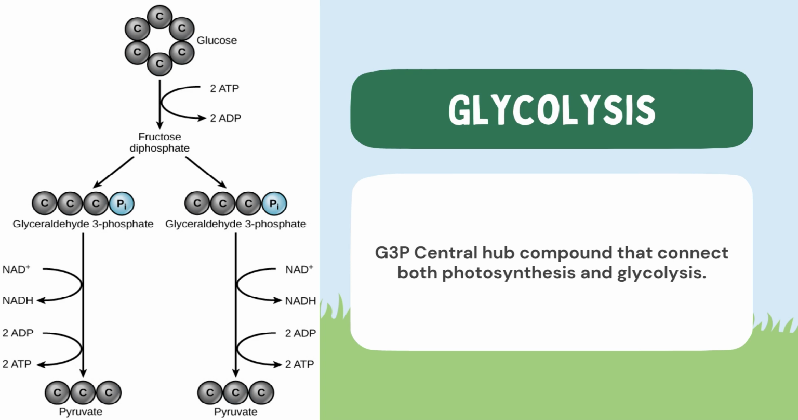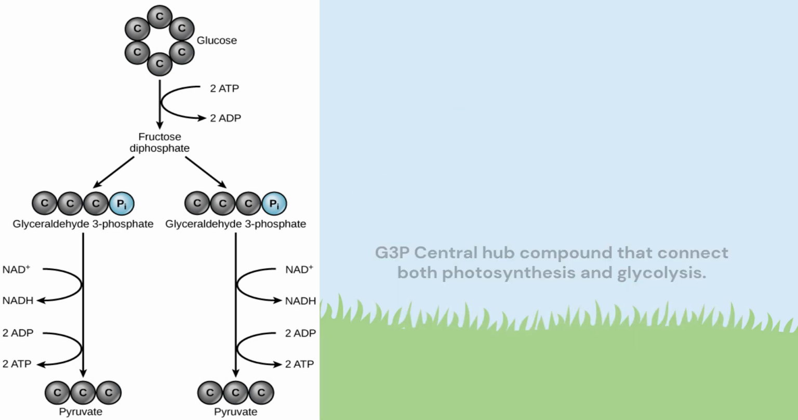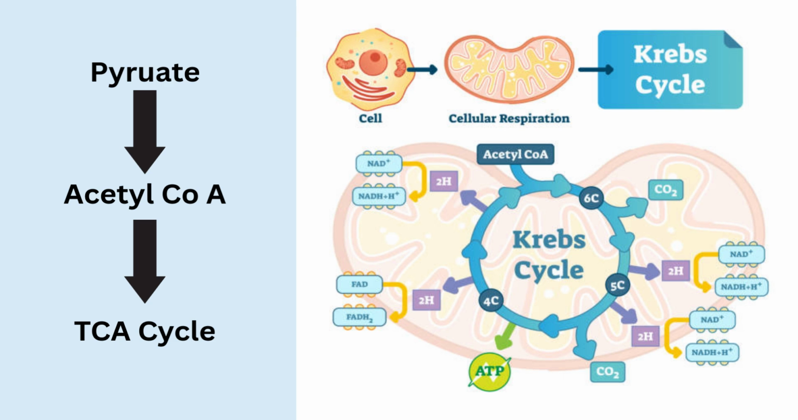Now here is something interesting. Notice how glyceraldehyde 3-phosphate shows up again. In photosynthesis, it is a building block for making glucose, but in respiration, it's a breakdown product of glucose. That's why glyceraldehyde 3-phosphate is called a central hub compound that connects both processes. Then after glycolysis, pyruvic acid is converted into acetyl coenzyme A, acetyl CoA, before entering the Krebs cycle.